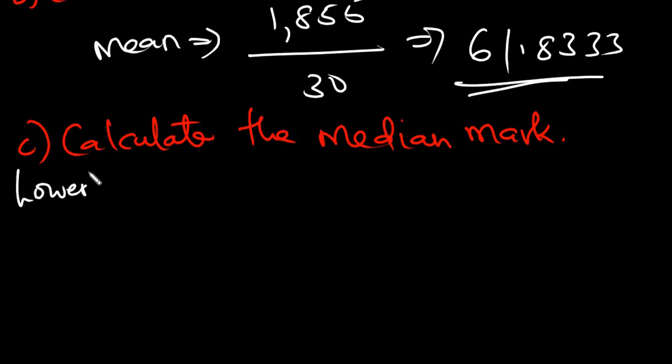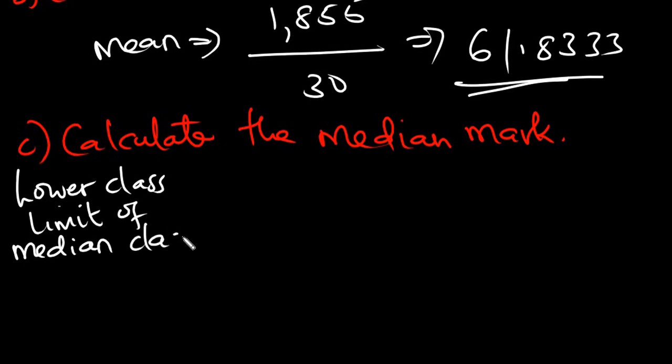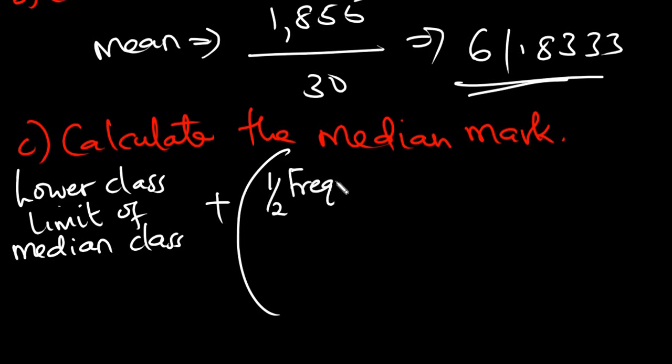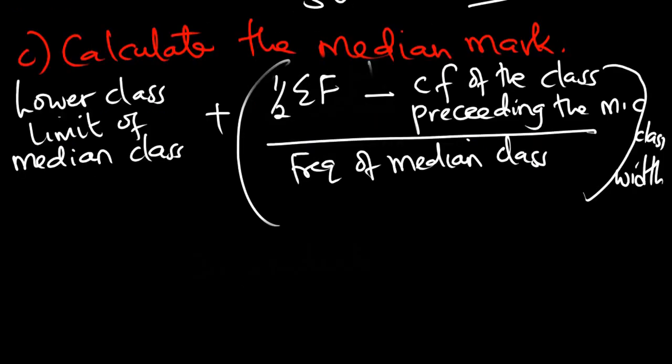Lower class limit of median class, plus a half of the total number of students. Let me write it this way. So that's the formula.